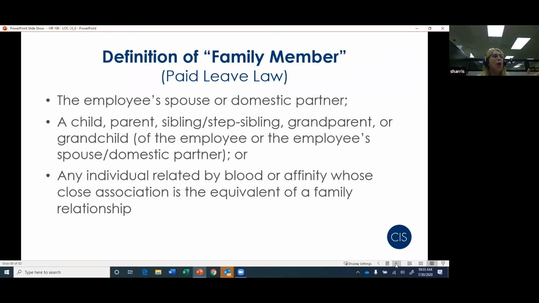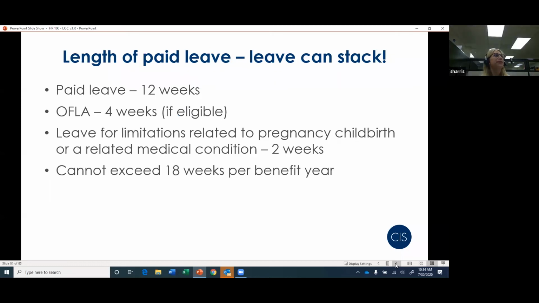It's someone who has a close association with the employee, so someone of equivalent of a family relationship. This is going to be the hard one to define because all the employee, I guess, has to say is that this person is my family. This person's like a sister to me, or this person's like a mother to me, so like a parent to me. So, you know, this is going to be the newer category that we are going to have to administer. I'm sure we will get some more guidance to help us through that definition.